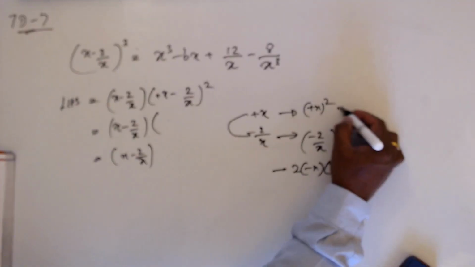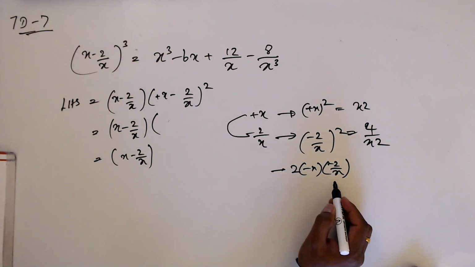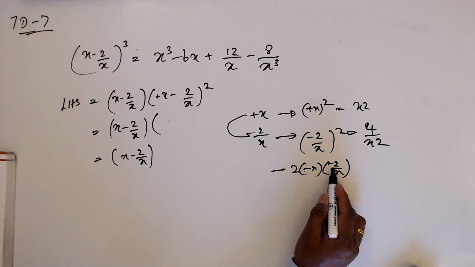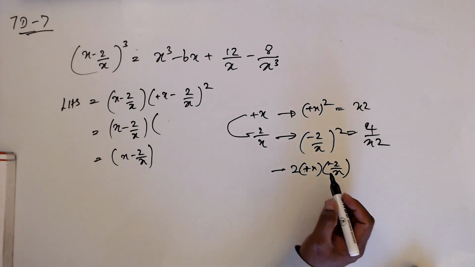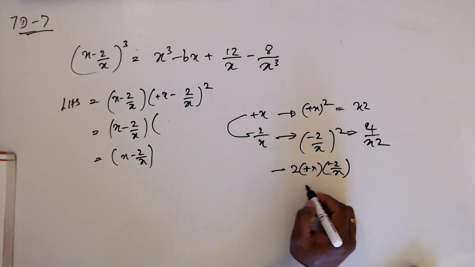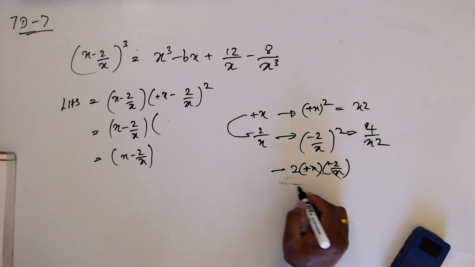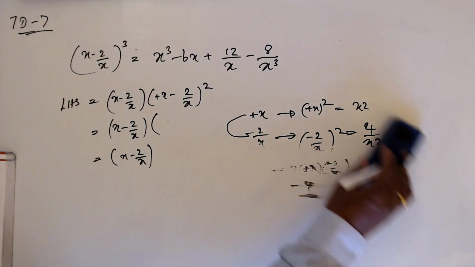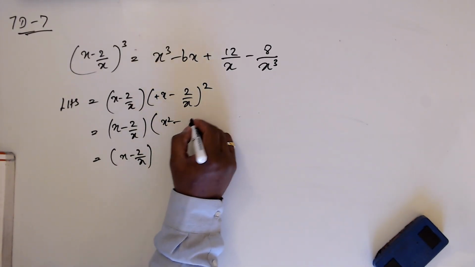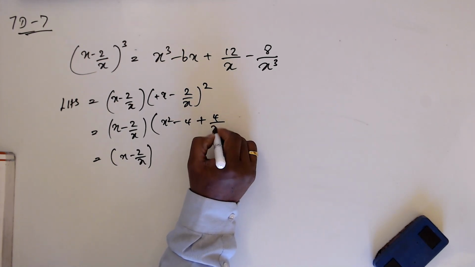So this is going to be x square, this is going to be 4 over x square, and this is going to be, sorry, this is plus x times minus 2 over x. This is going to be minus 4. The x and x cancel out. Minus 4. So x square minus 4 plus 4 over x square.